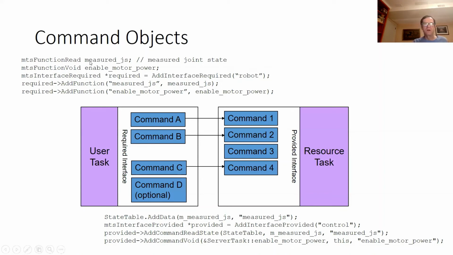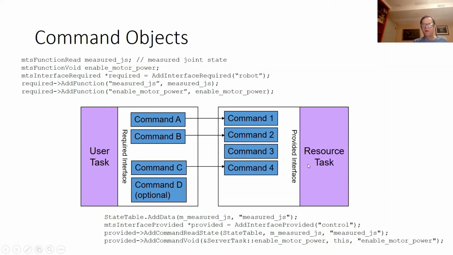And so this is what it would look like on the client side. I say, okay, I have a read function to read the measured joint state. I have a command or a void that I say just enable motor power. And then I add a required interface, and then I add these functions.